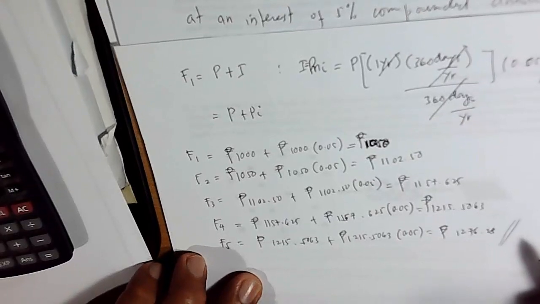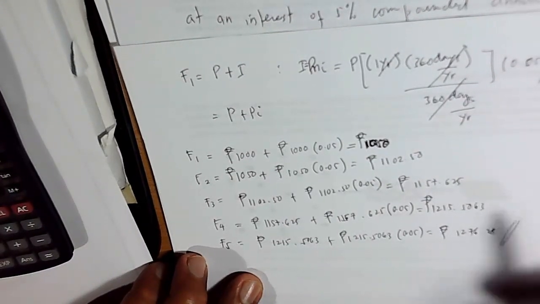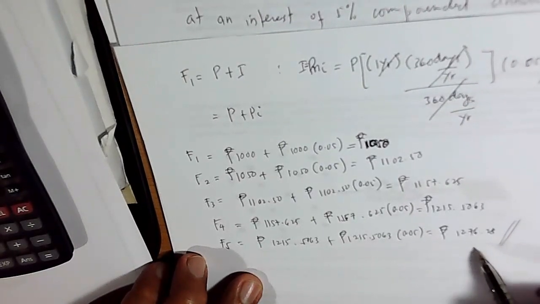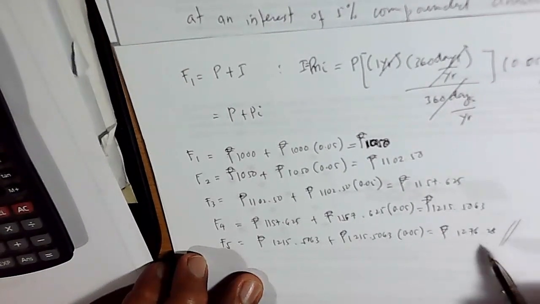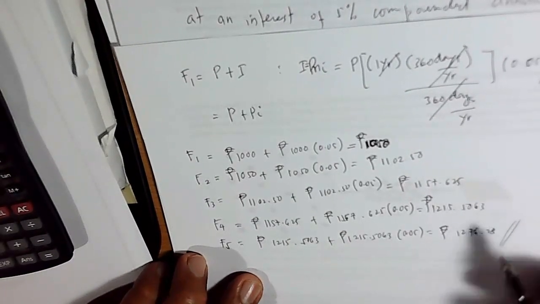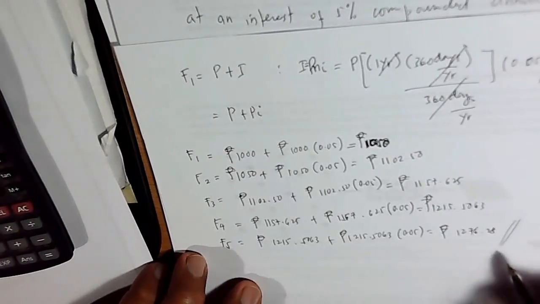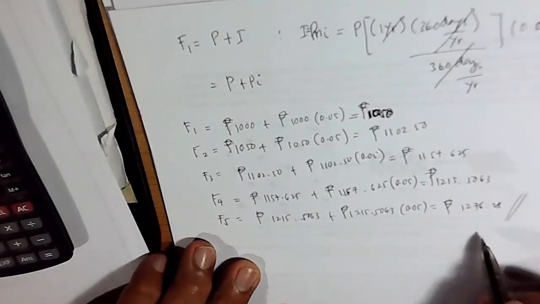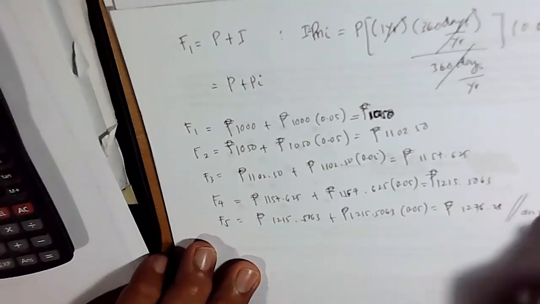So this, all in all, after 5 years, the principal deposited of 1,000 pesos after 5 years, the accumulated amount F, or the future worth of P after 5 years, is equal to 1,276.28. Okay, so that is the answer.